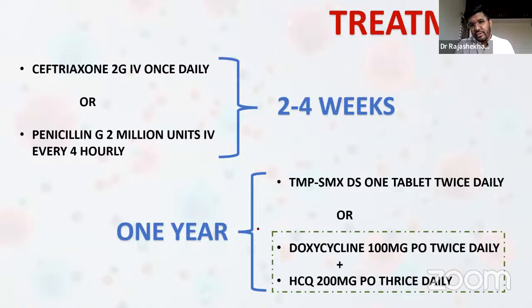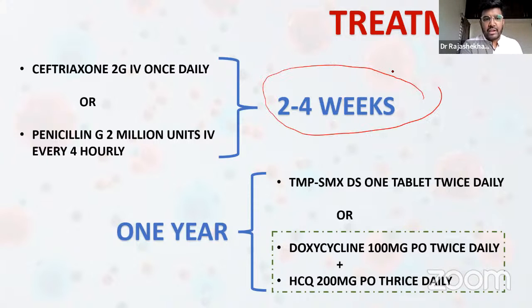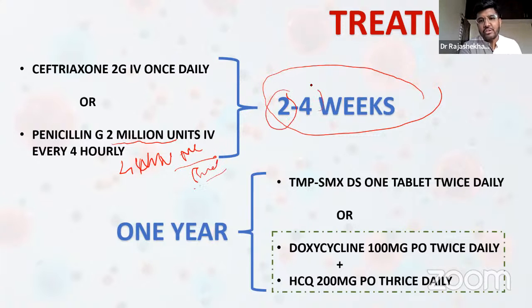The treatment, I will not go into detail, but remember the duration here. The first treatment is usually 2 to 4 weeks. It is either penicillin G, used as 2 million units IV 4 hourly. It can be 4 million units in case of CNS infection or endocarditis. It is 2 weeks for all GI infection, whereas it is 4 weeks for endocarditis. So you can consider a 2 to 4 weeks induction regimen, using either ceftriaxone or penicillin G.